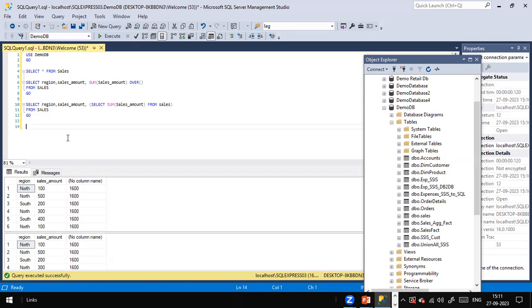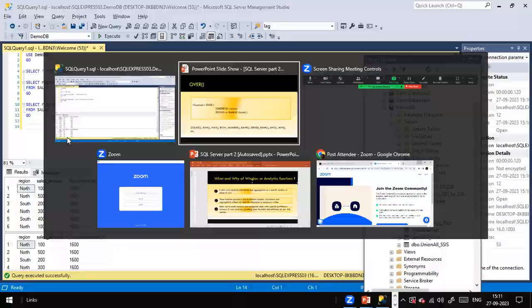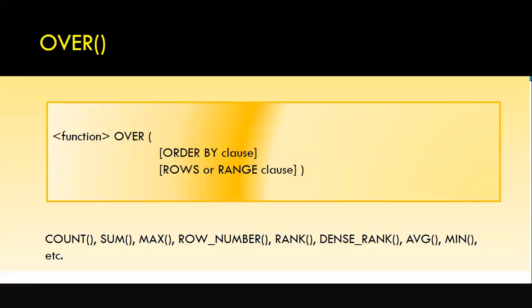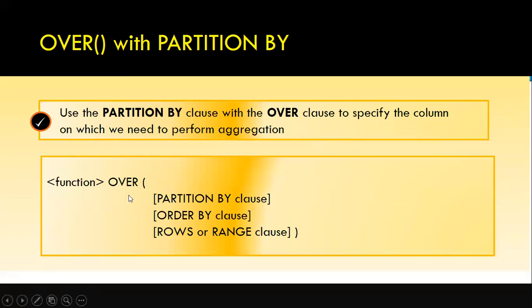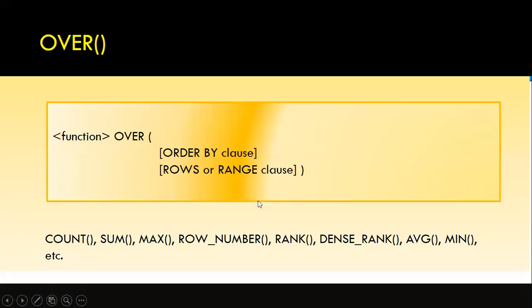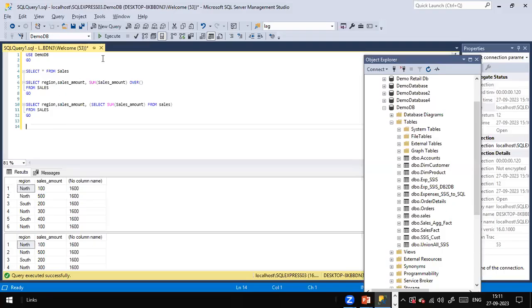Okay. So what is the next thing we can do? You can also use something called PARTITION BY. Look here, inside the OVER function, you can use PARTITION BY also. And you can use something like ORDER BY also.